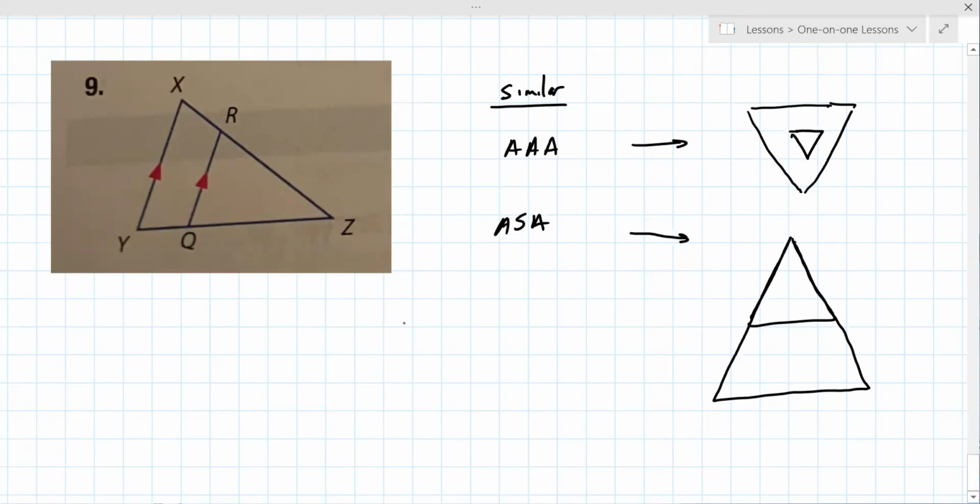So nine is the second type. I'm sorry, it's not angle side angle. It's side angle side. So the angle is right here. So this angle ZRQ and this angle ZXY, they share the angle. Okay, and you can actually prove that this side is proportional to this long side, but we don't have that information.